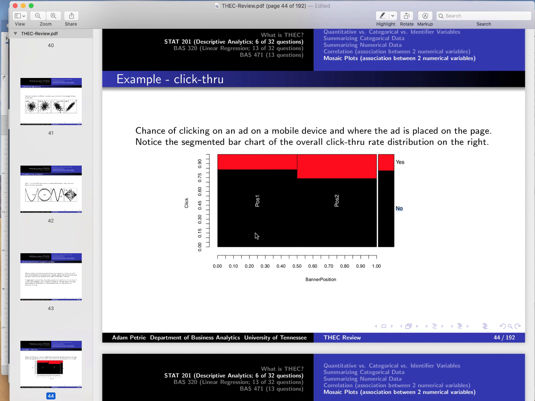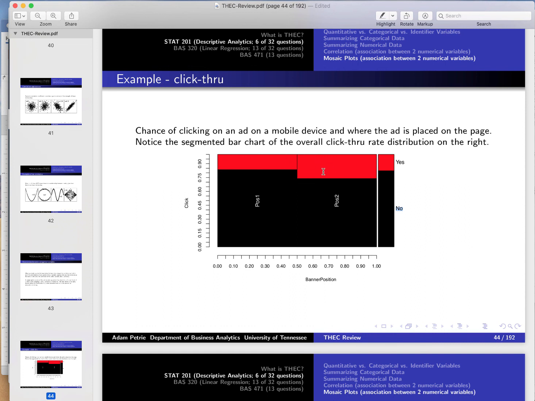I essentially make one bar chart for the banner position in position 1, another segmented bar chart for position 2, and then I simply split up the area inside each one of these bars according to the proportion of yeses and nos that I have. So what do I end up seeing? It looks like position 2 is the better one because more of its area is color-coded red. A higher proportion of visits for ads that were in position 2 resulted in a click.